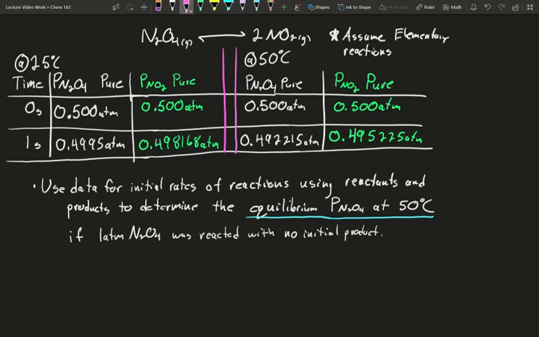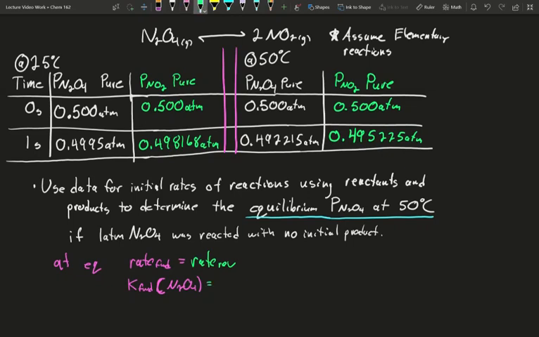So how are we going to approach a problem like this? How do we take our rates and relate them to equilibrium? Remember that at equilibrium, your rate forward must equal your rate reverse. Well, what is our rate forward? It's going to be our starting material going to products. And we said these are elementary steps. So that means that the rate forward is some constant forward times, in this case, the pressure of N2O4 to the first.